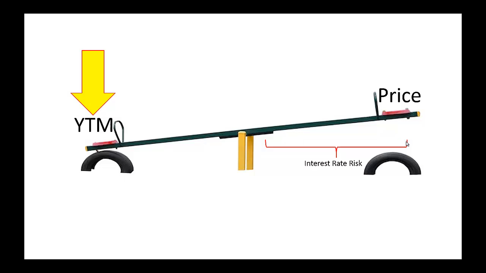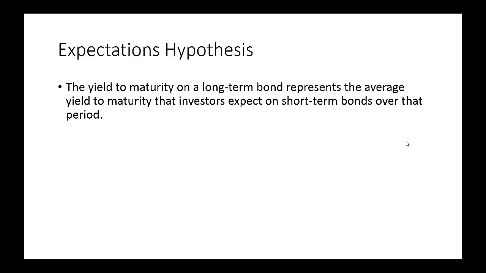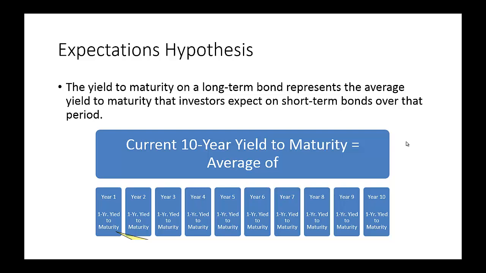Okay, so there have been two possible explanations for these three stylized facts that have been proposed. There's something called the expectations hypothesis, and there's something called the liquidity premium theory. Let's start with the expectations hypothesis. Here's what the expectations hypothesis says. The yield to maturity on a long-term bond represents the average yield to maturity that investors expect on short-term bonds over that period.